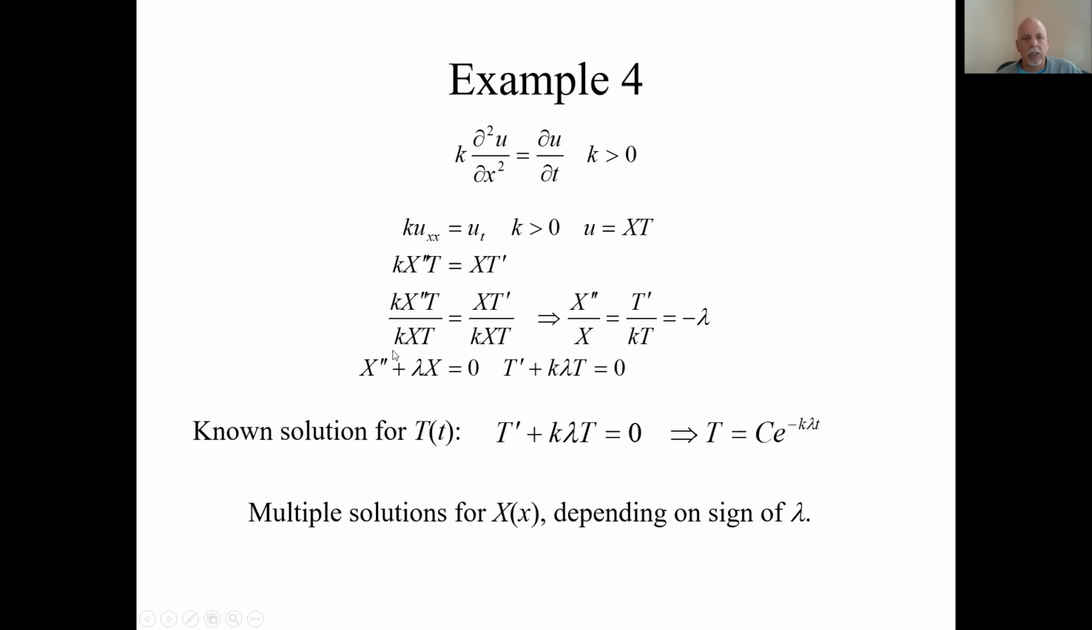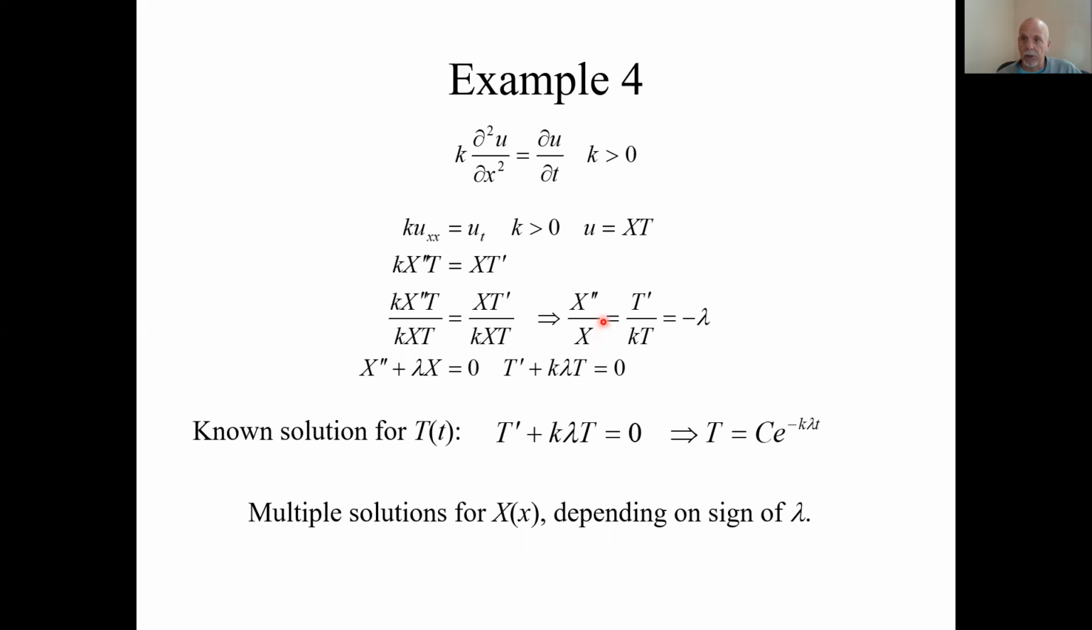Do some algebra, I'll divide by kXT. There might have been another way to separate it, but I did this for convenience. So when I do that, let's see. These big T's cancel and these k's cancel. On the right side, the X's cancel. So I'm left with this.